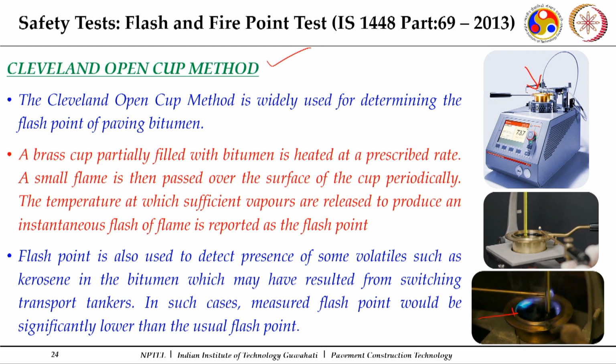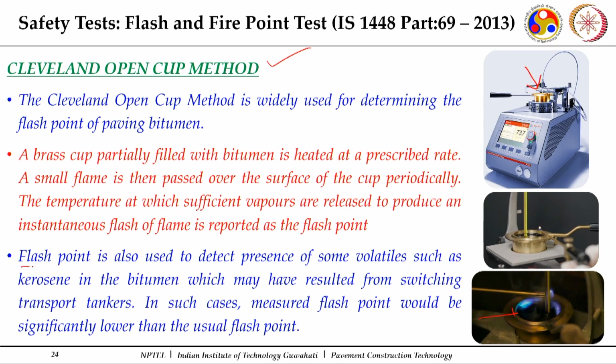We do the production of bituminous mixes at temperatures of 150 to 180 degrees centigrade. But still one needs to ensure, from the safety aspect, that because of some contamination or some impurities, there may be chances that the flash point gets lowered. So, flash point is also used to detect the presence of some volatiles.